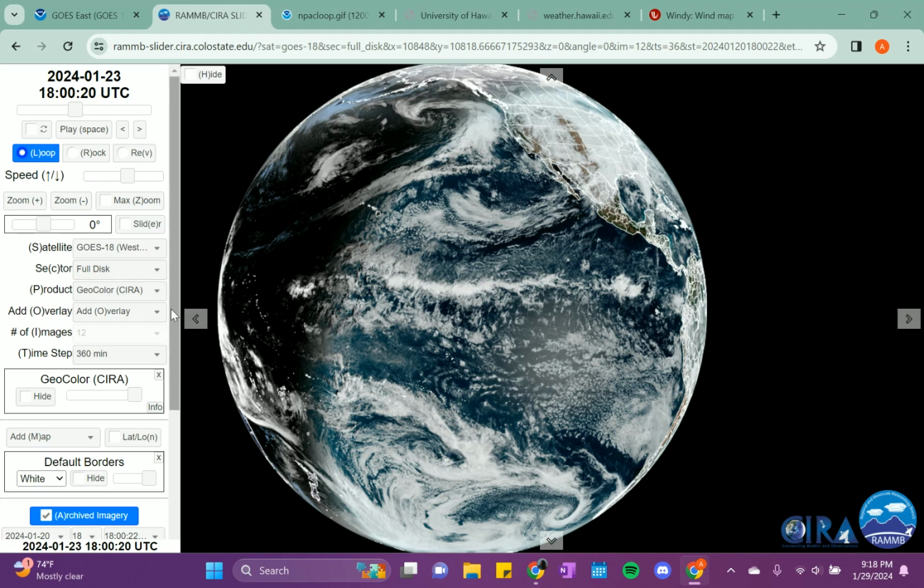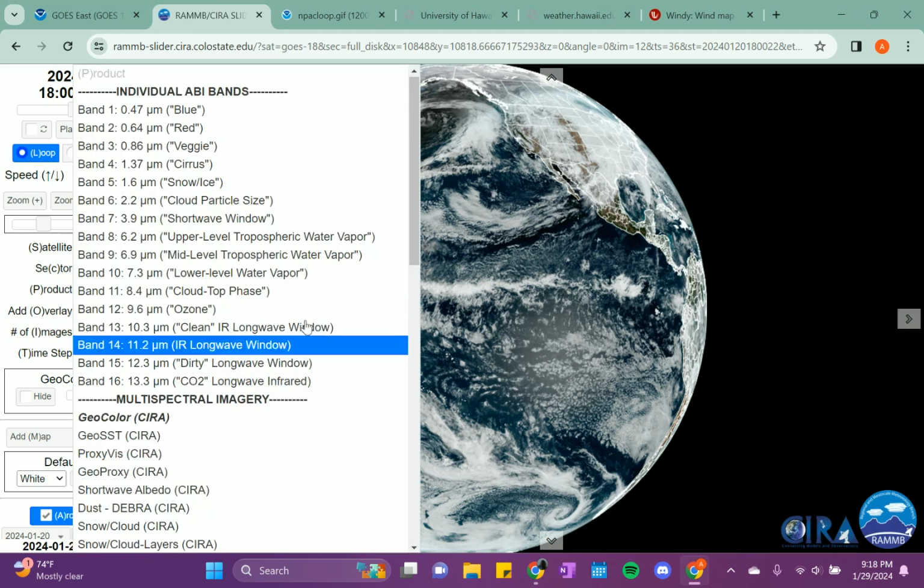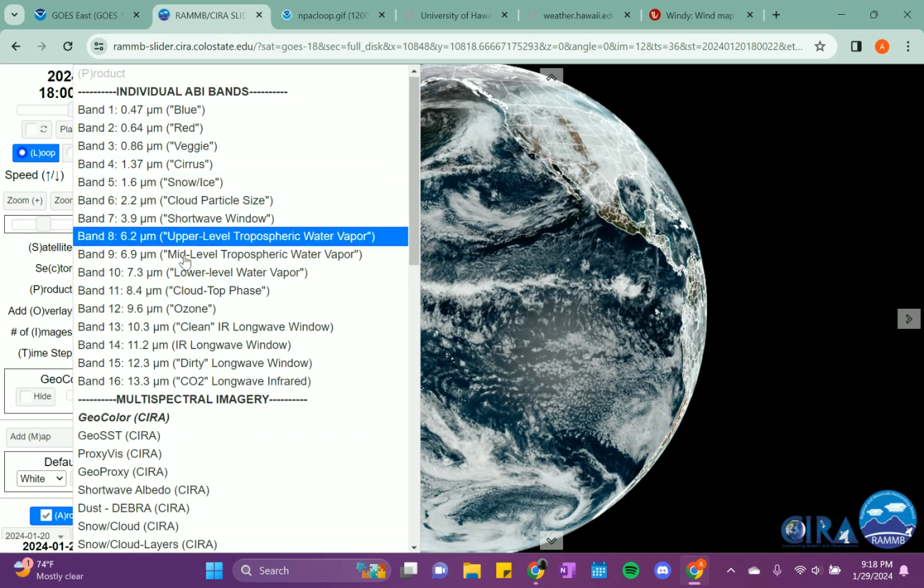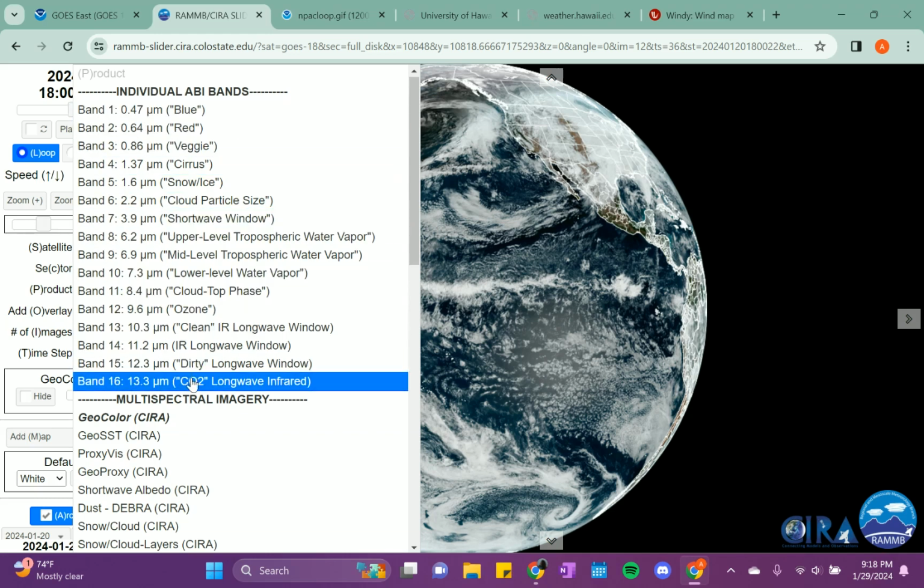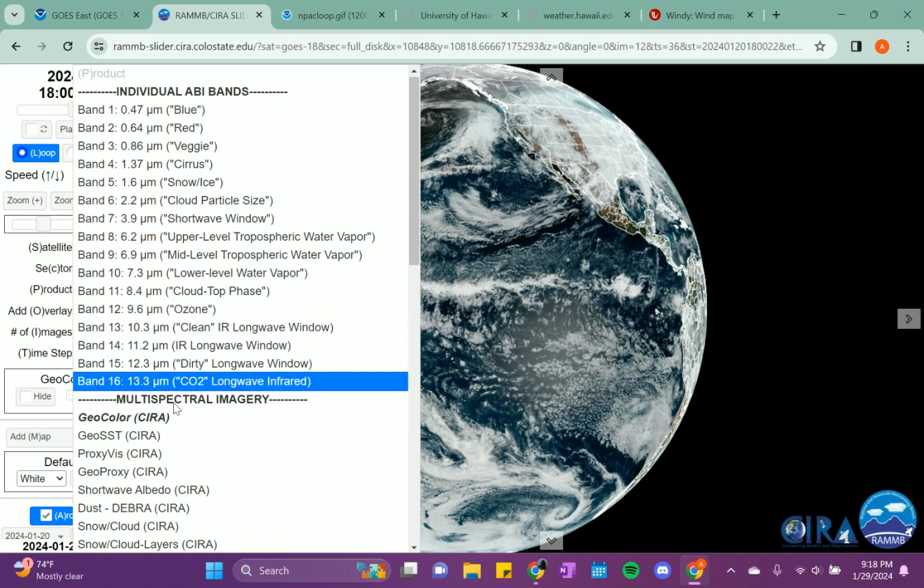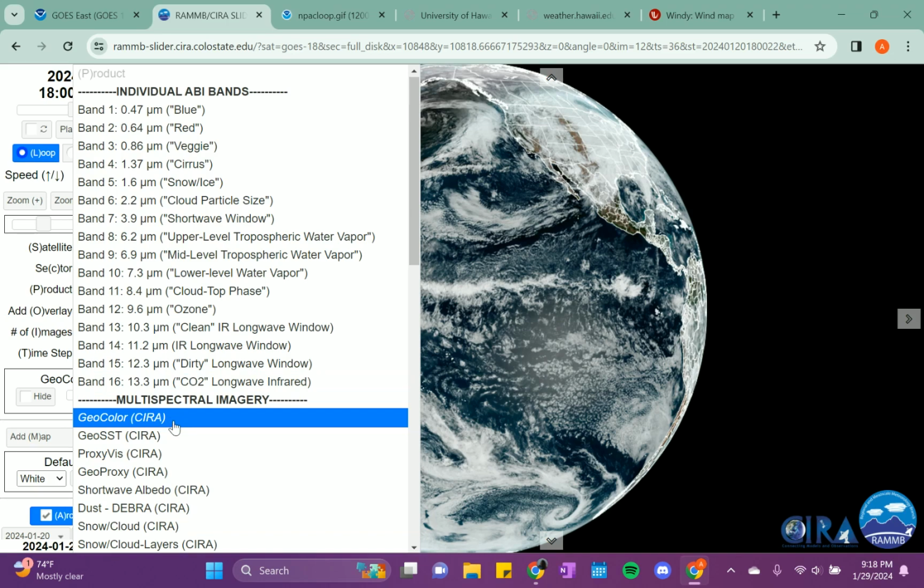The GOES 18 has individual ABI bands, which is the Advanced Baseline Imager, and it measures energy reflected from and emitted by the Earth and its atmosphere at different wavelengths. And as you can see, there are 16 spectral bands in the ABI. And these multispectral imageries combine data from multiple ABI bands to create these products, and the one that I'm currently looking at is the GeoColor.